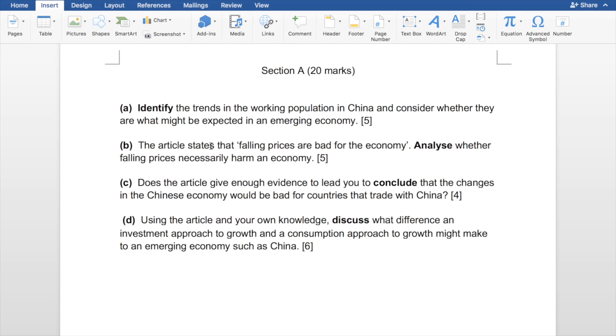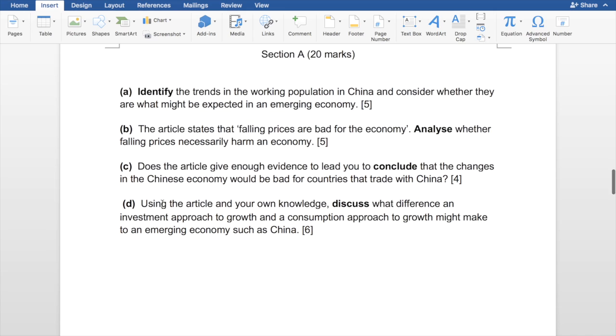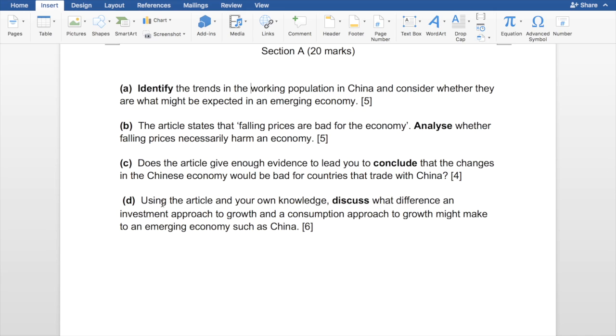C asks us if the article gives us enough evidence to conclude that the changes in the Chinese economy would be bad for their trade partners. So we need to look for evidence that supports that and then potentially look at evidence that exists to counter it, or we need to consider where we could find out more information, or if the case doesn't actually give enough evidence.